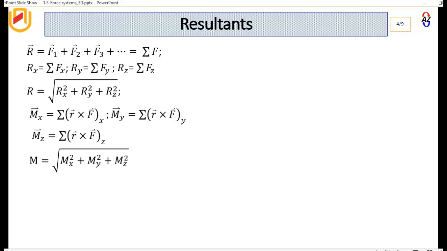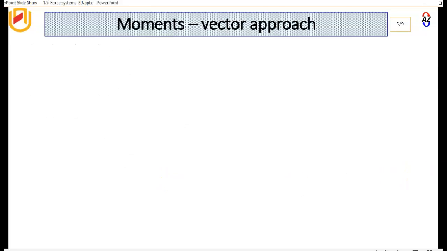And then the moment about the line, the x-axis, in this case, is R cross F of all the quantities that make this moment in the x, and then R cross F in the y is the moment in the y, and similarly R cross F in the z is the moment in the z. Then the magnitude of the moment vector is the Pythagoras of the scalars Mx, My, and Mz.